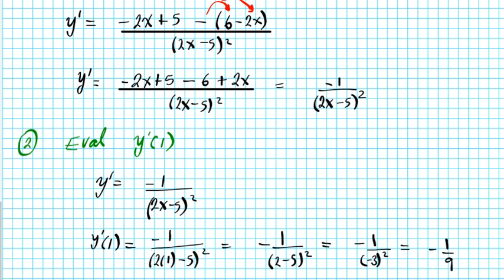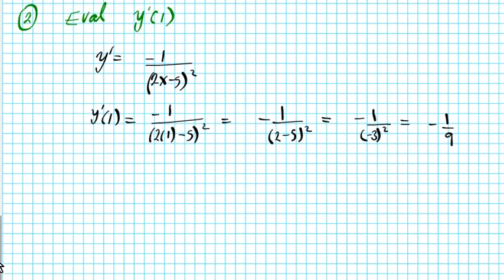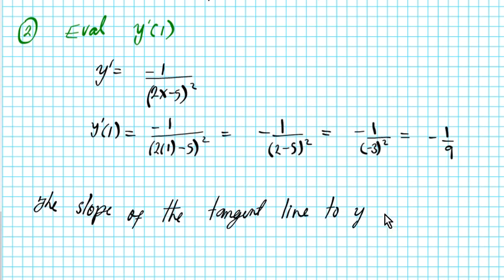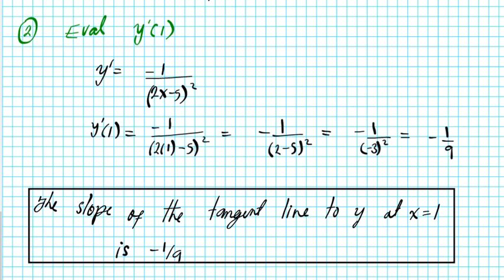Let's restate the question in answer format. The slope of the tangent line to y at x equals 1 is negative 1 over 9. That, ladies and gentlemen, is your final result.